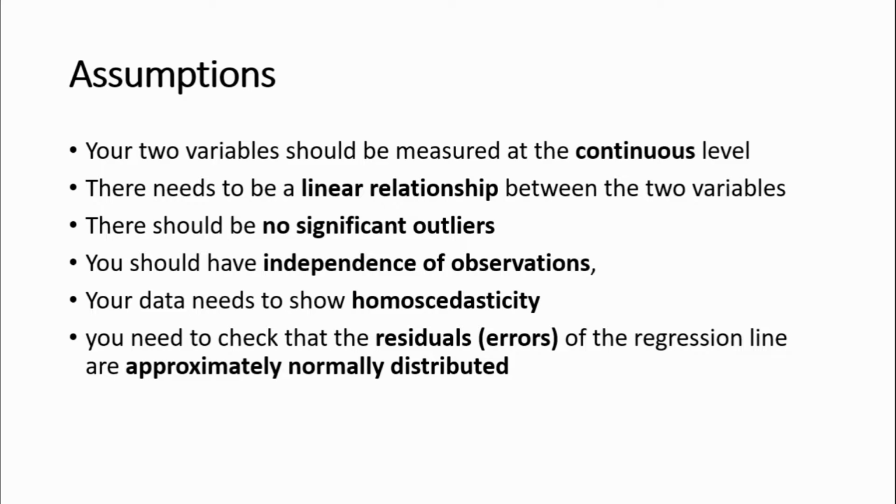The third assumption, there should be no significant outliers. An outlier is an observed data point that has a dependent variable value that is very different to the value predicted by the regression equation. As such, an outlier will be a point on a scatter plot that is vertically far away from the regression line, indicating that it has a large residual.